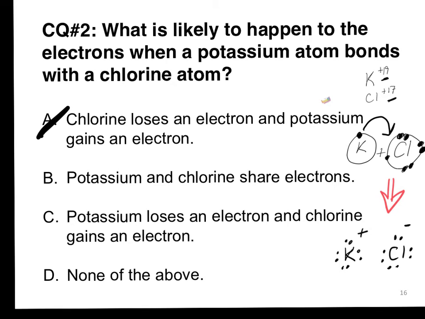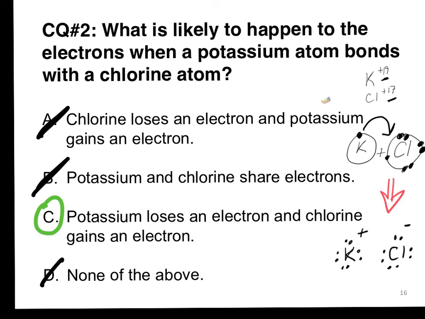Potassium and chlorine share electrons. Are they sharing? They are not sharing. That would be covalent. This is ionic. Potassium loses an electron and chlorine gains an electron. Well, that's exactly what happened. So that's correct. This is the answer. And none of the above is not an answer. All right? So that's it. That's how you answer these questions.